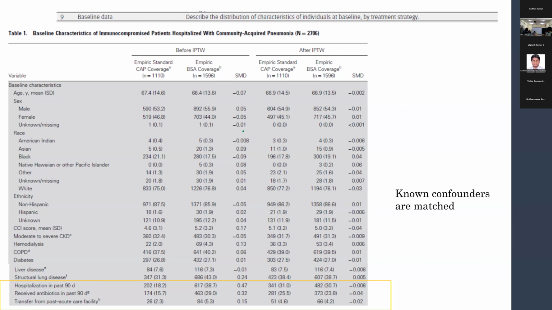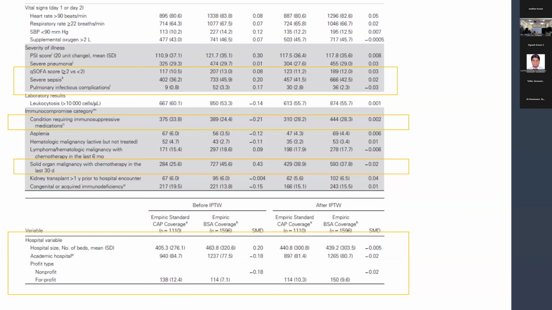This is the second baseline table. They also thought that if they took different severity of infection, they would be able to get a better coverage. So they looked at qSOFA, complications, severe sepsis, which were all different, but have become similar after the modeling. On immunosuppressive medications, that has also become similar. They had also taken patients with solid organ malignancy on chemotherapy for the last 30 days, which was different before but has become similar.